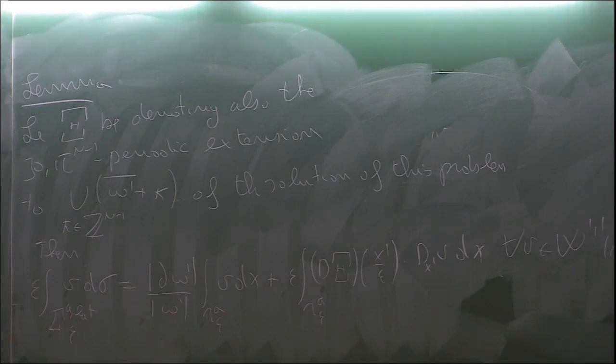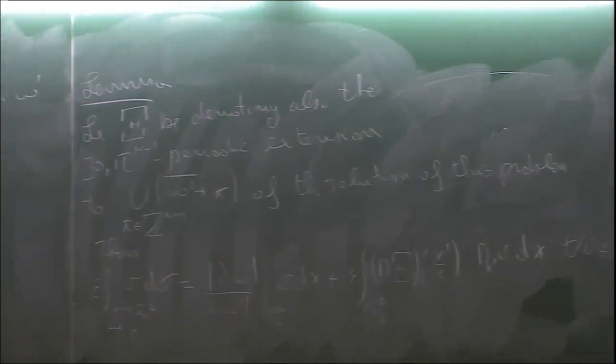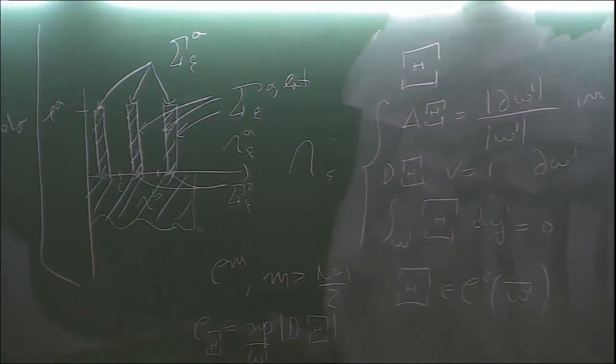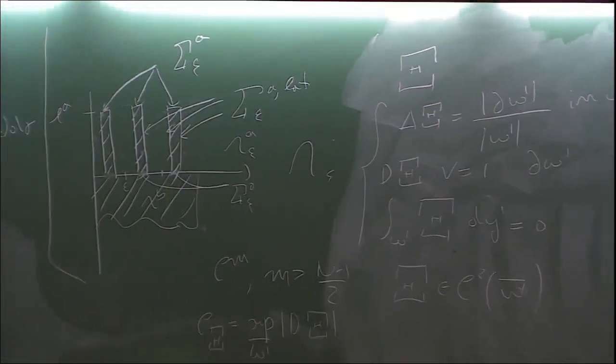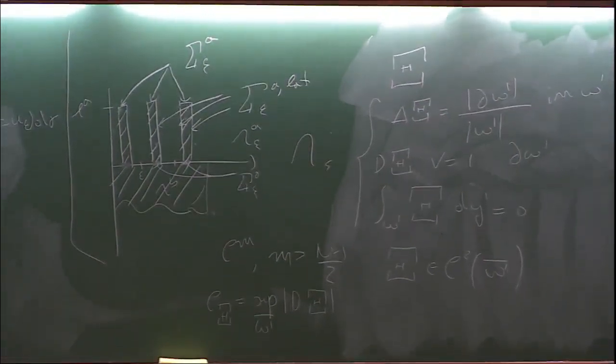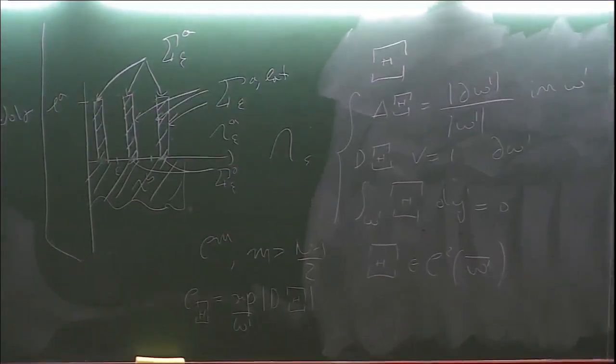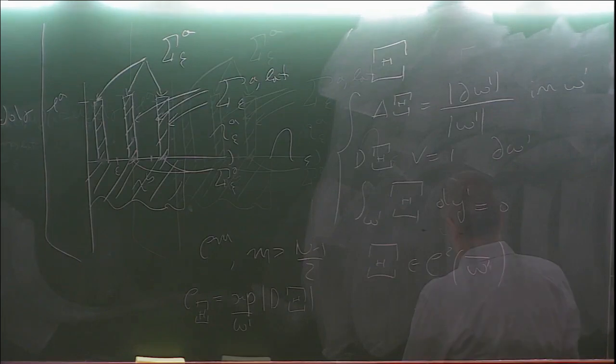Just another tool we need, the Poincaré inequality. Since this function has trace 0 here, we have the Poincaré inequality in this domain. The question is, when epsilon tends to 0, for each domain omega A epsilon you have a constant. The Poincaré constant depends a priori on epsilon. We want to prove that really the constant does not depend on epsilon.